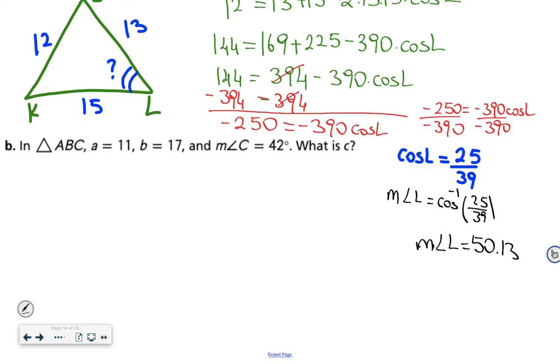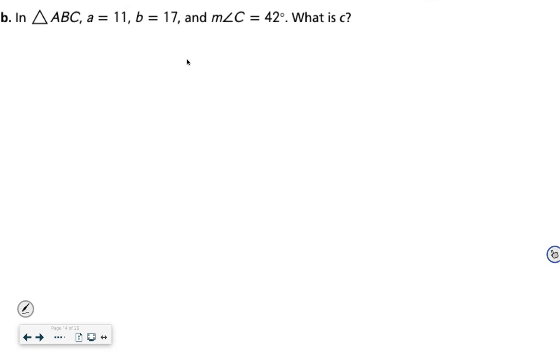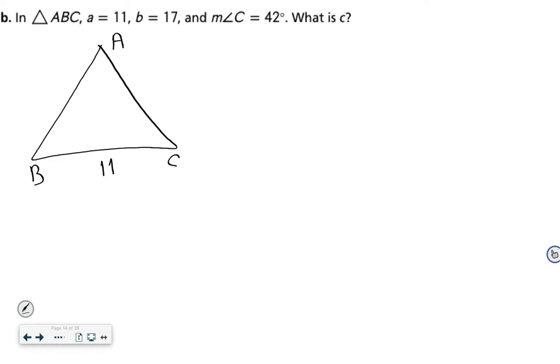This is the answer. This is next question. In triangle ABC, we have a triangle A, B, and C. Let's put all the given information. The side which is opposite of angle A is 11. The side which is opposite of angle B is 17. And angle C is 42.